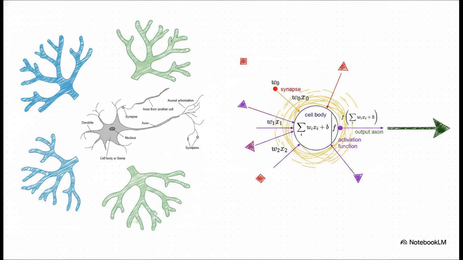An artificial neural network is basically just a graph with nodes connected by links. The dendrites and synapses, those become our mathematical inputs and weights. The cell body is where we sum everything up and apply an activation function, and the output axon is our final mathematical result. It's literally a digital translation of a brain cell.